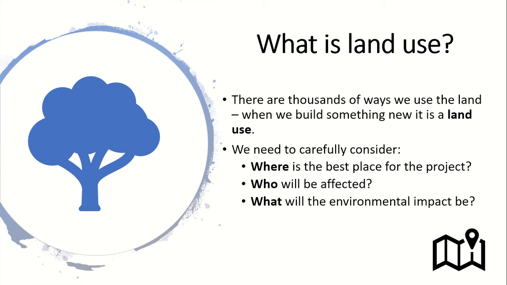It's really important to understand that there are thousands of ways we use the land, and when we build something new, that is a land use. So for example, a new house, a new town, a new village, a new shopping centre, a new railway station, a new airport, these are all land uses. We need to consider carefully some things though. When we choose the location for a new project, we want to think about where, who and what. Where is the best place, who will be affected, and what will the environmental impact be? And that's what we're going to do in a moment. So copy that note down because that's really important.